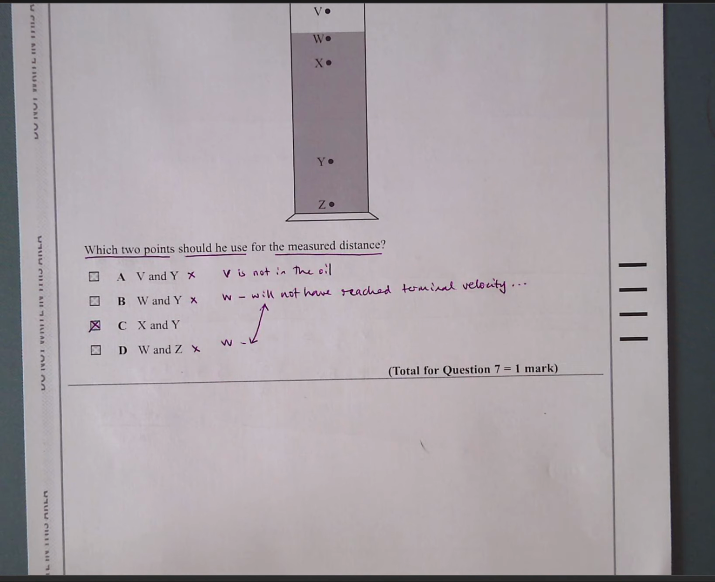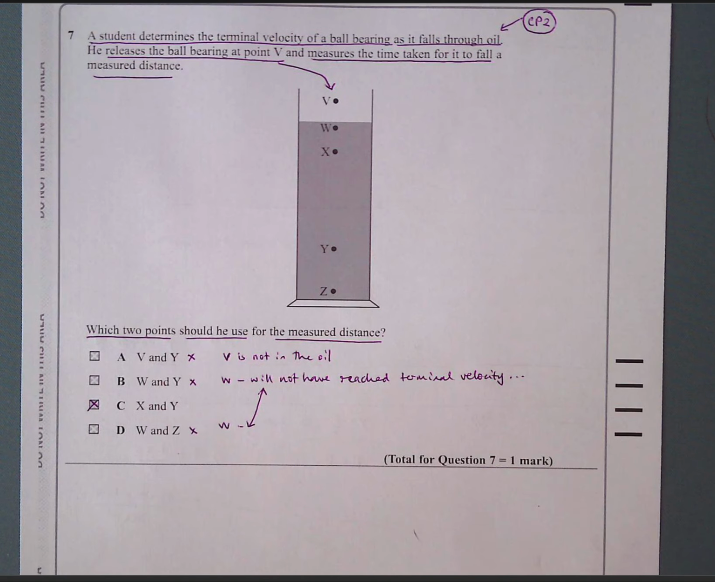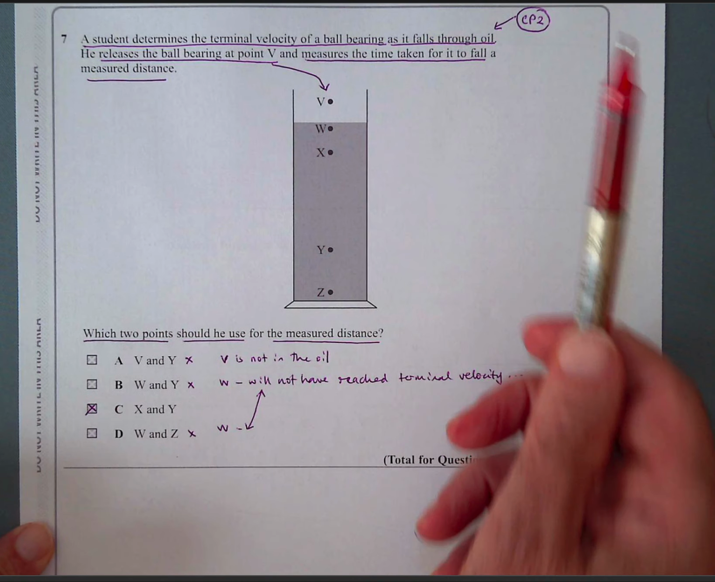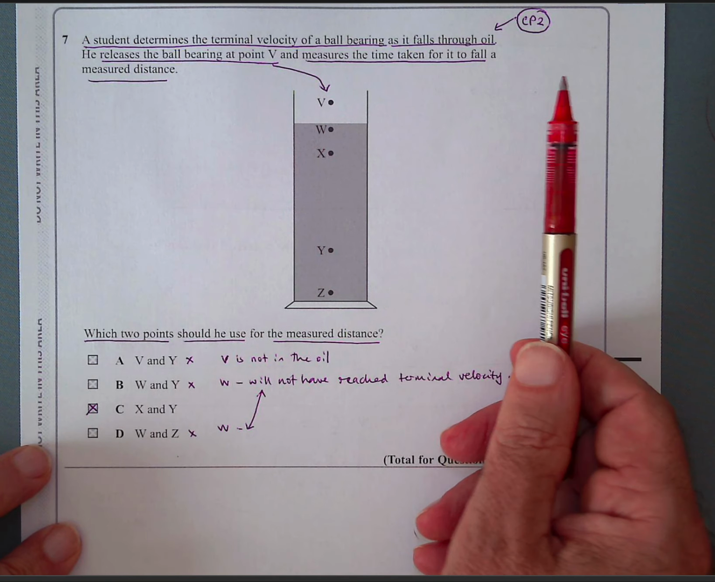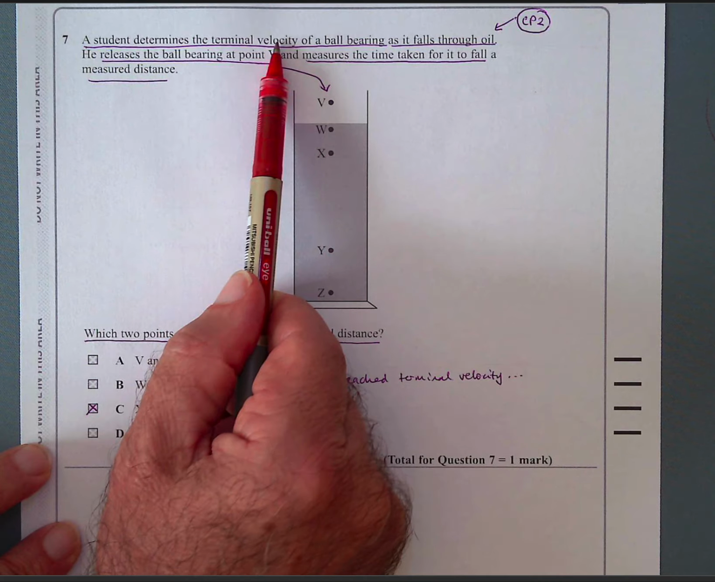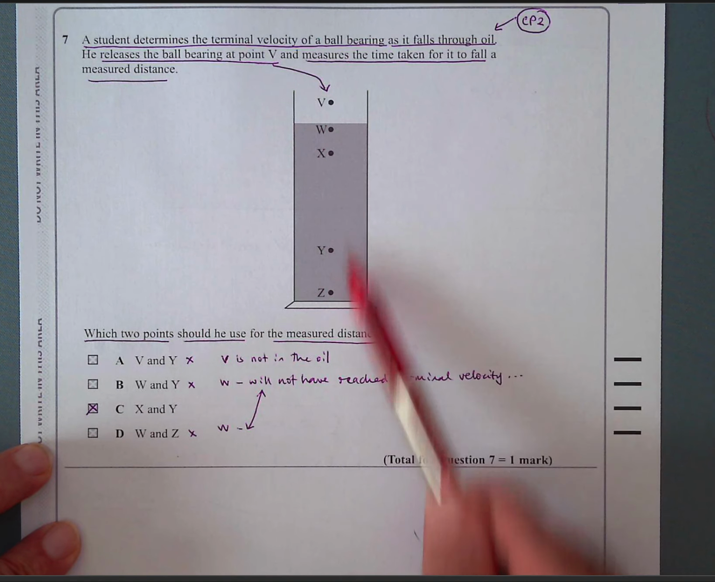Okay, on to number 7. So this one, the question on the previous page was about Core Practical 1. Well, this one's about Core Practical 2. Core Practical 2 is about viscosity of a fluid and working out terminal velocity. The student determines terminal velocity of a ball bearing as it falls through oil. So this is the oil.